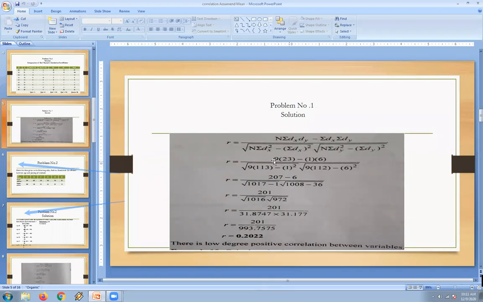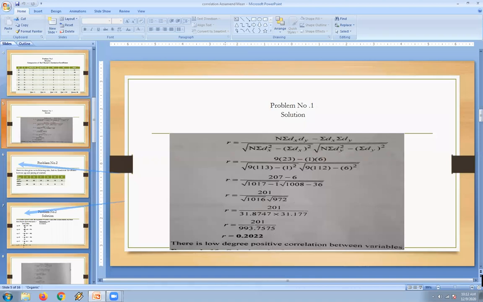Now r equals 23 into 9 is 207, minus 1 into 6 is 6, root of 9 into 113, 1017, minus 1 square, which is 1. Again root of 112 into 9 is 1008, minus 6 into 6 is 36. Then r equals 207 minus 6 is 201, then root of 1016, then root of 972. So r equals 201 divided by the square root of 1016, the value is 31.8747, into the square root of 972.